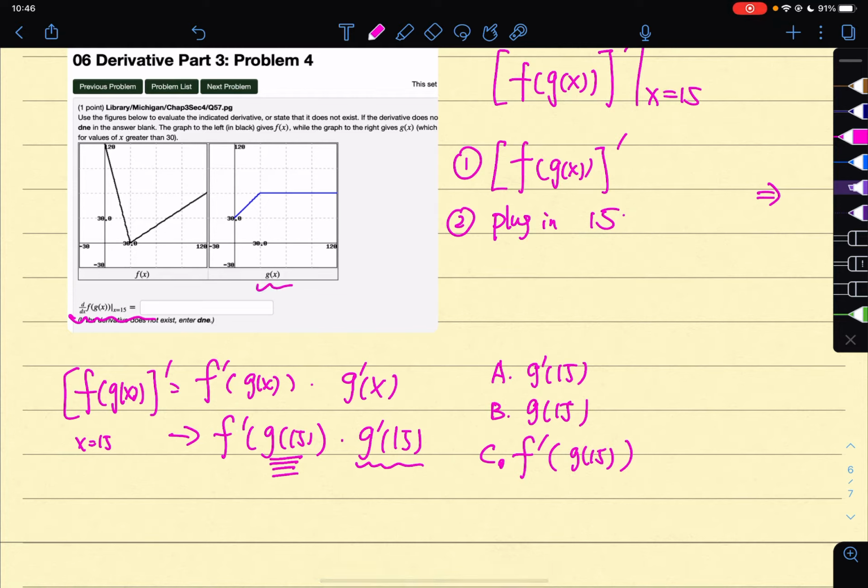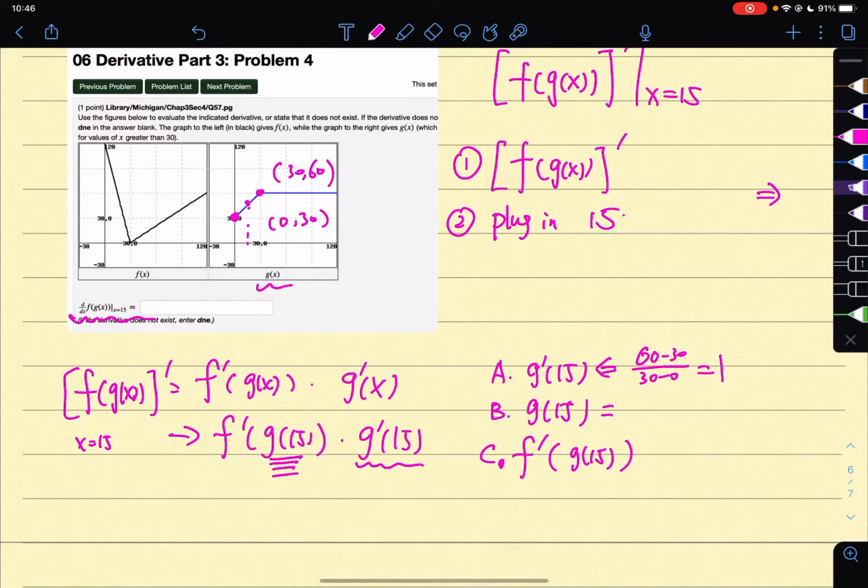Well, this is the g function. 15 is somewhere here. So the derivative is technically the slope of the line. So all you need to do is find out what the slope of it is. Well, this point is (0, 30). This point is (30, 60). So the derivative is rise over run. So (60 minus 30) over (30 minus 0), which is 1.